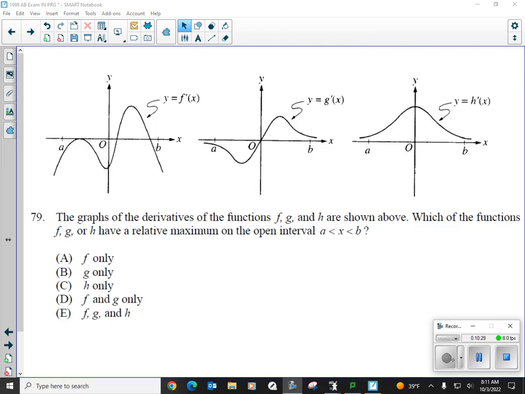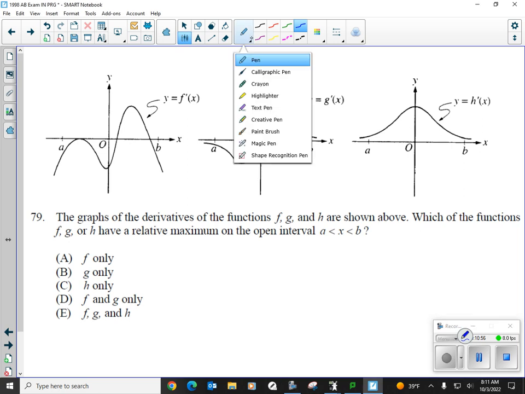79. Well, this is going good. There'll be a problem coming up that's going to take a while, I'm looking at maybe 82, but we'll get there. The graphs of the derivatives of the functions f, g, and h are shown above. Those are the derivatives, not the original graphs. Which of the functions, f, g, or h, have a relative maximum on the open interval from a to b?